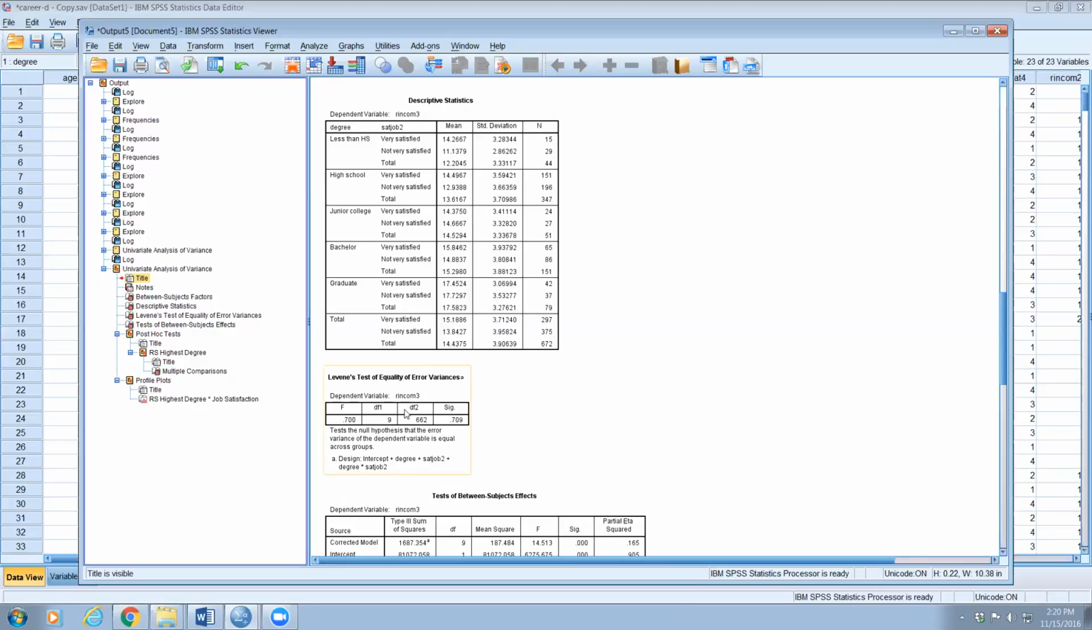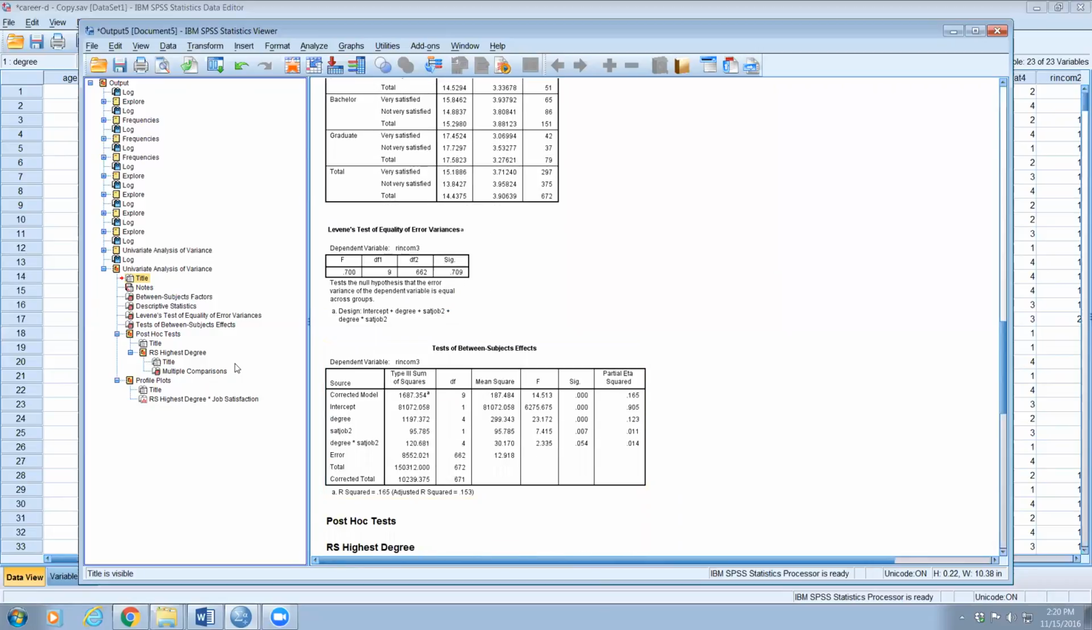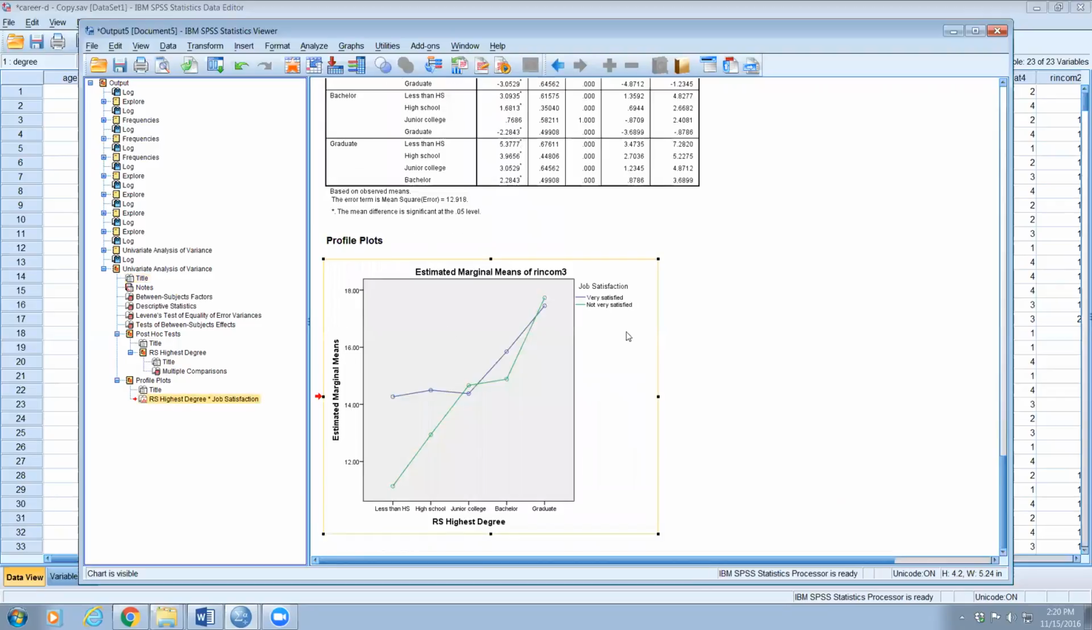So once you are done with the homogeneity of variance test, the next thing you have to do is look at the line plot. So I'm going to say profile plots here. This will help you see if there is any interaction effect between the two factors, education, which is the degree, and job satisfaction. If you see lines like this which are overlapping and crisscrossing, that indicates that there is some degree of interaction between the two factors.